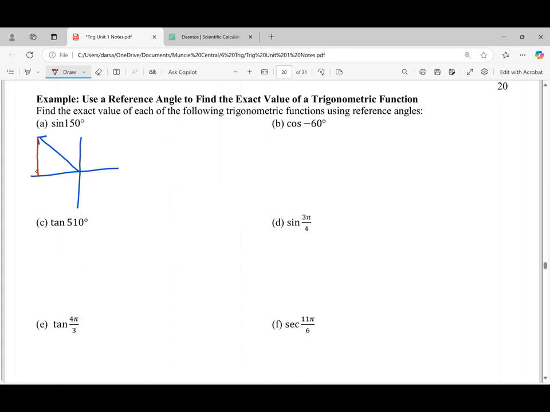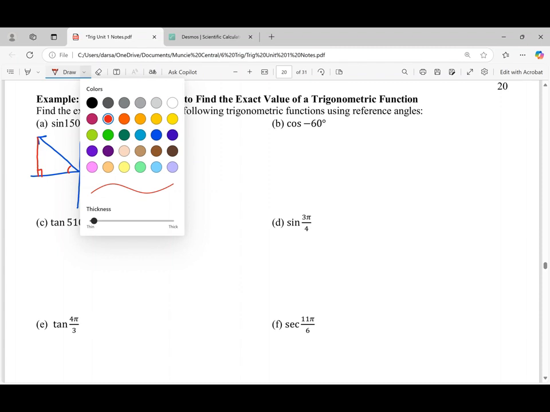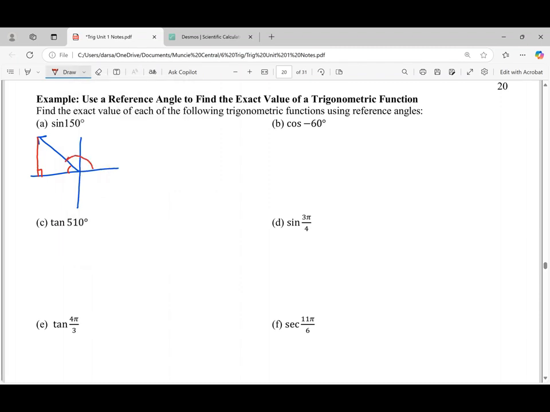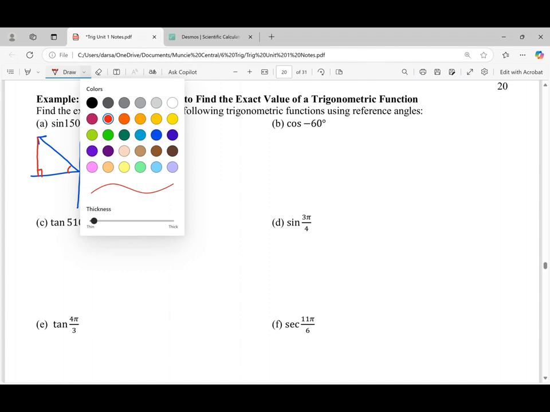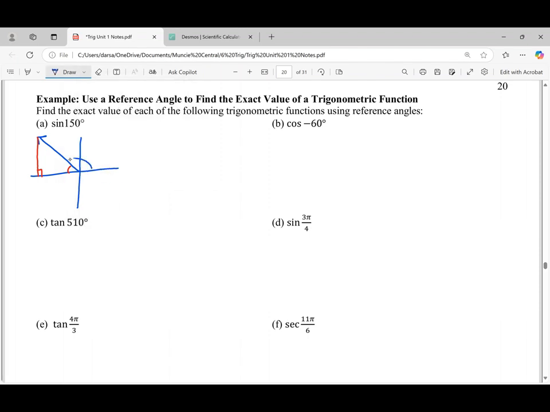So we're going to drop a perpendicular and we need to find this little angle here, recognizing that this bigger angle is 150 degrees. So we're going to take 180 minus 150. That gives us a 30-degree reference angle. So this angle right here is 30 degrees. That means I have a 30, 60, 90 triangle, and I can label the sides as 1, 2, square root of 3.